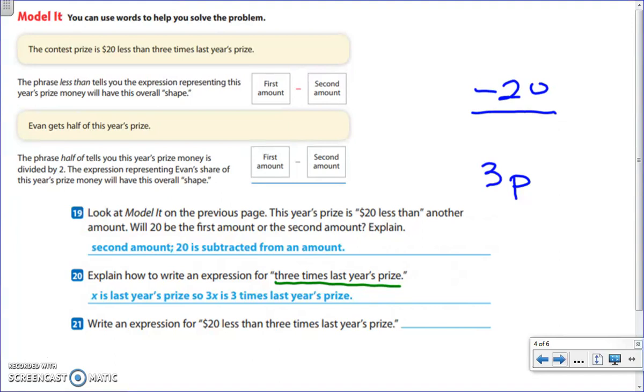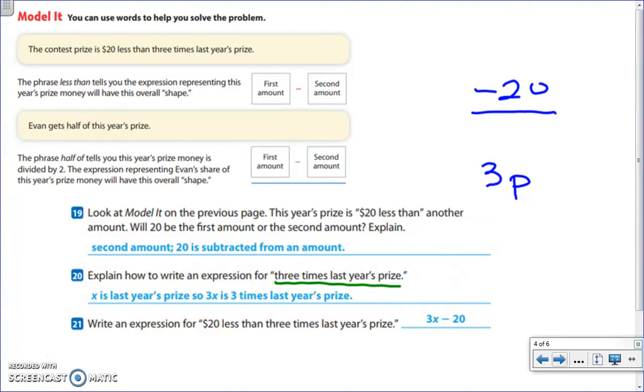So let's write an expression for 20 less than 3 times last year's prize. If we know that "20 less than" means that should be the second amount, and we know that 3 times last year's prize is represented by 3x, then we could represent the entire phrase as 3x minus 20.